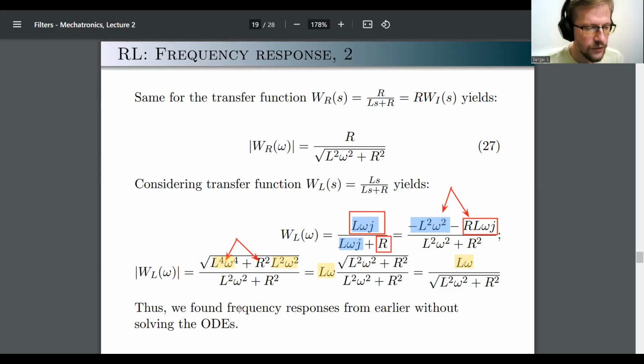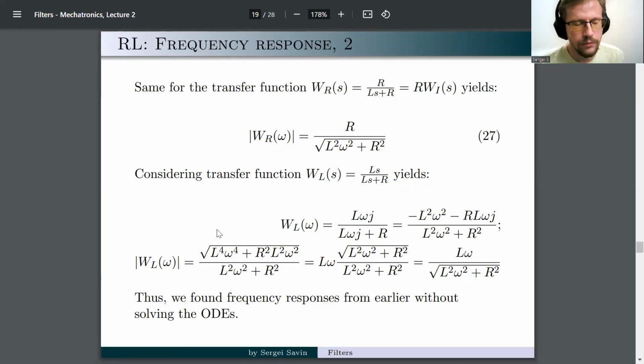Thus, we found frequency responses, right? And we can analyze them in the exact same way. We already did it, so I'm not going to repeat. But you can see it is quite easy to discuss those things and find those frequency responses.